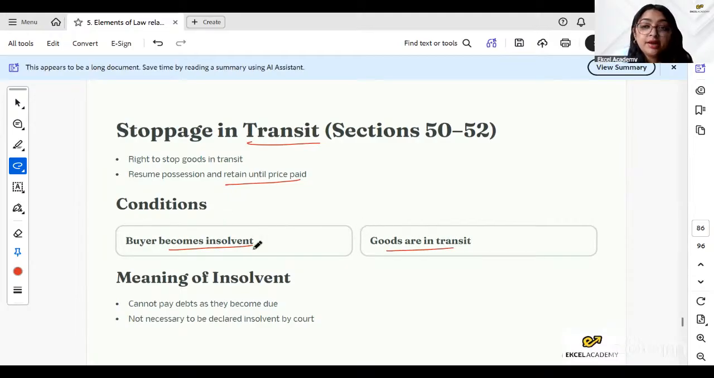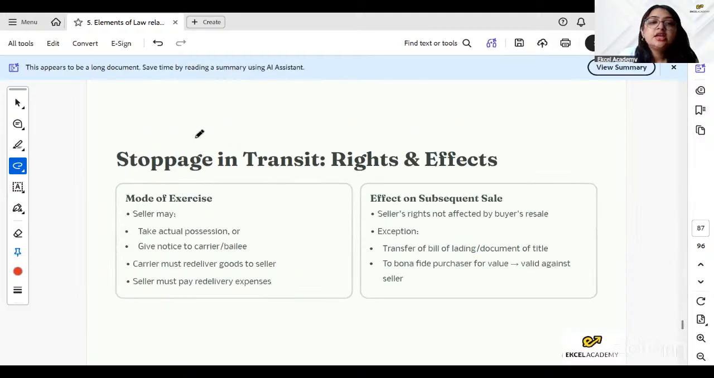That is, if the buyer becomes insolvent and is not in a position to pay you, then in that case you have a right to stop the goods in transit. The meaning of insolvent, we've seen this time and again, is someone who cannot pay debts as they become due. Not necessary to be declared insolvent by the court. Next, stoppage in transit, rights and effects. Mode of exercise. So what can the seller do? The seller can take actual possession, or give notice to carrier and bailee.